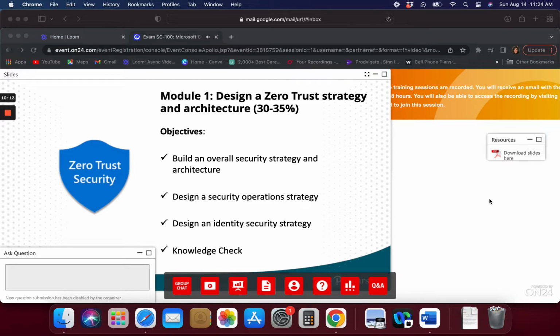Okay. The first module: Design a zero trust strategy and architecture. This is 30 to 35% of the coverage, which literally means the number of questions you are getting. The exam is divided into 4 modules, and this one is roughly 30 to 35%. It's quite a lot, so that's something you need to keep in mind. In this module, we have 3 objectives. You will learn how to build an overall security strategy and architecture with zero trust in mind. Zero trust is not only a Microsoft concept, it's everywhere, even in CCSP. Then you will see the different strategies for designing, defining, and recommending a security strategy and architectures. We end by discussing a case study, and then you need to answer a couple of questions.